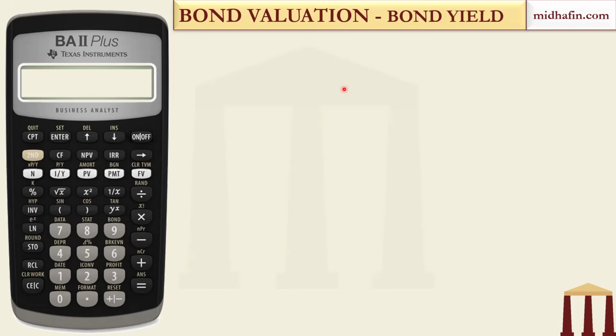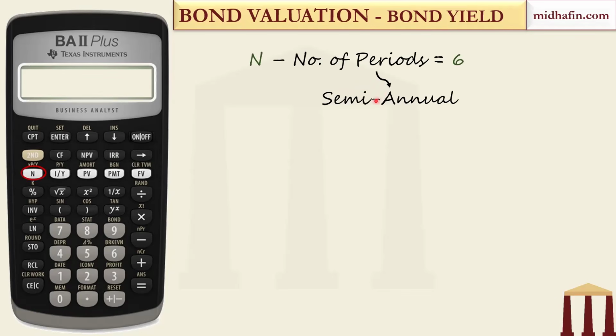Yes, N is 6, semi-annual, right? Present value, we already calculated, 102.0695. You have to make sure that a negative sign is given against 102, because the sign of the cash outflows and the sign of the cash inflows have to be opposite. There is no rule that PV has to be negative and FV has to be positive.